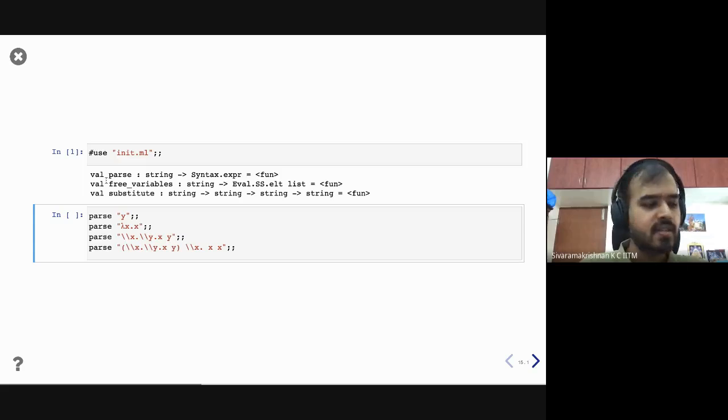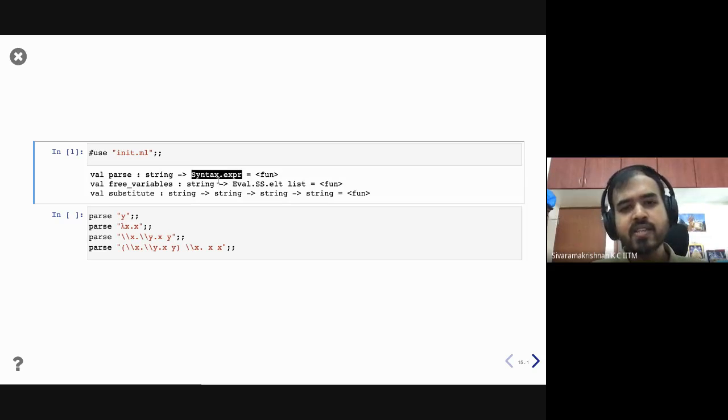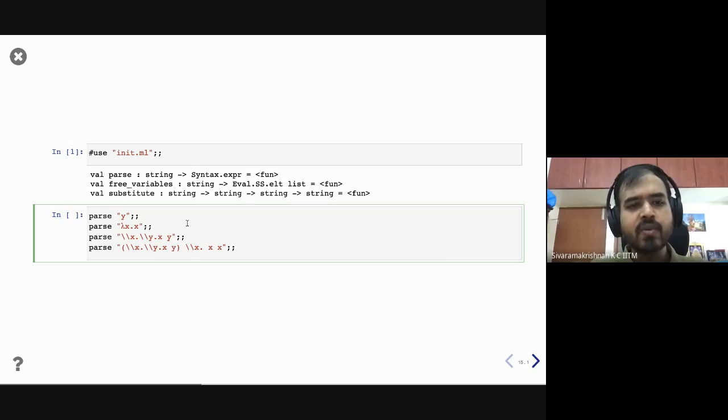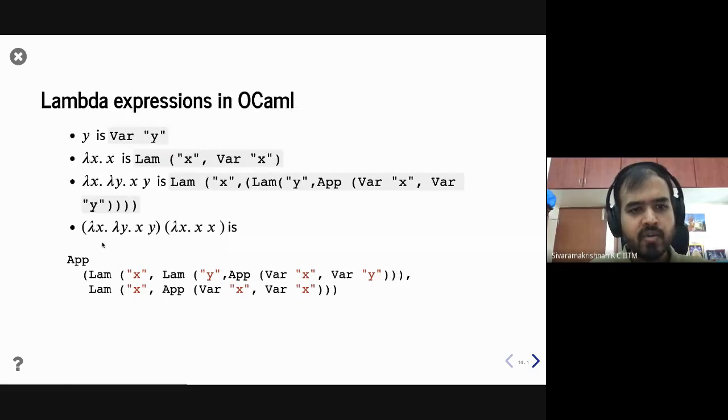And parse is a function that takes a string, a string representation of lambda, and then returns you an expression type. It's a syntax.expression, but this expression type is the same as the type that we had seen just now. And here is a way of parsing some lambdas, right? These examples are the same as the ones that I've written down here.